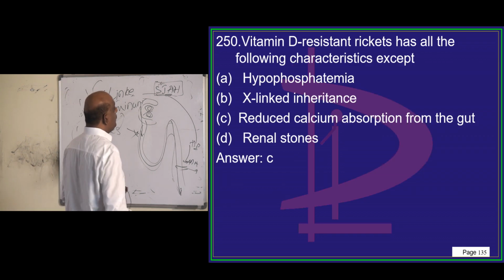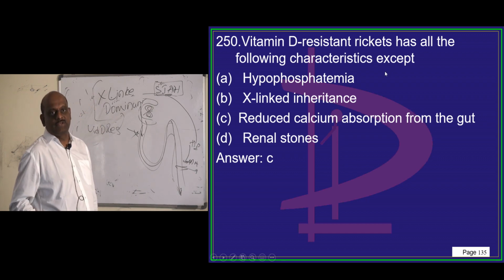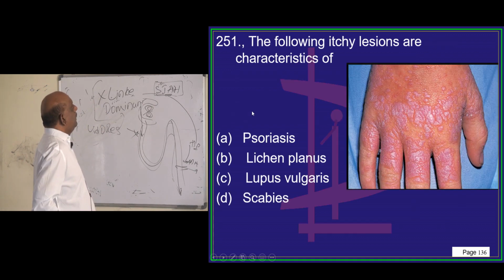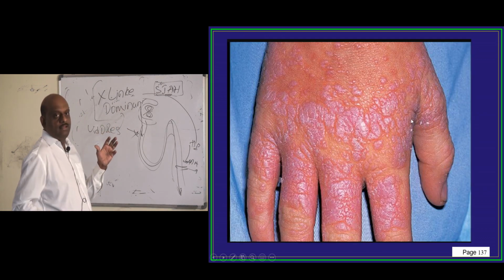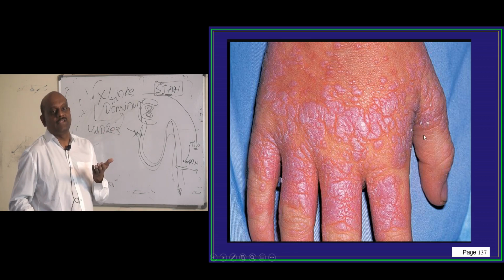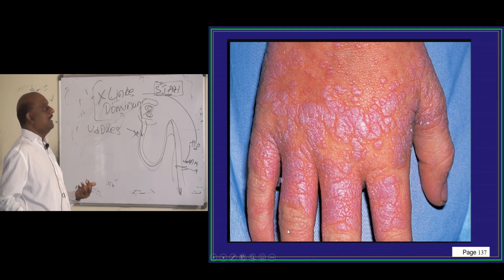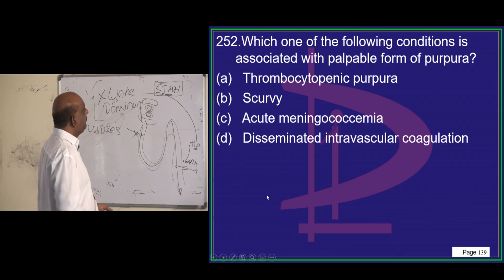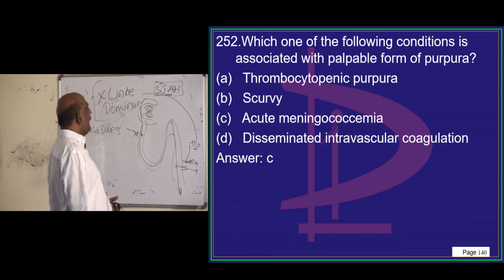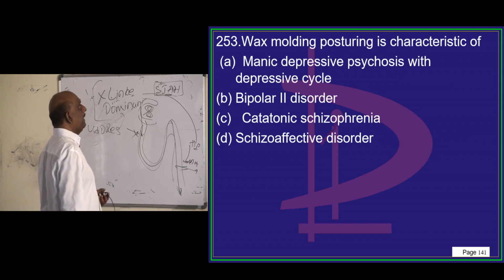So doctor, there are renal stones, X-linked inheritance and hypophosphatemia. They are all the features of vitamin D resistant rickets. Now, these purple colored pruritic polygonal lesions, where do you find them? Typically, they are the features of lichen planus, which is what you should basically remember. Palpable purpurae are typically vasculitic purpurae seen in meningococcemia.